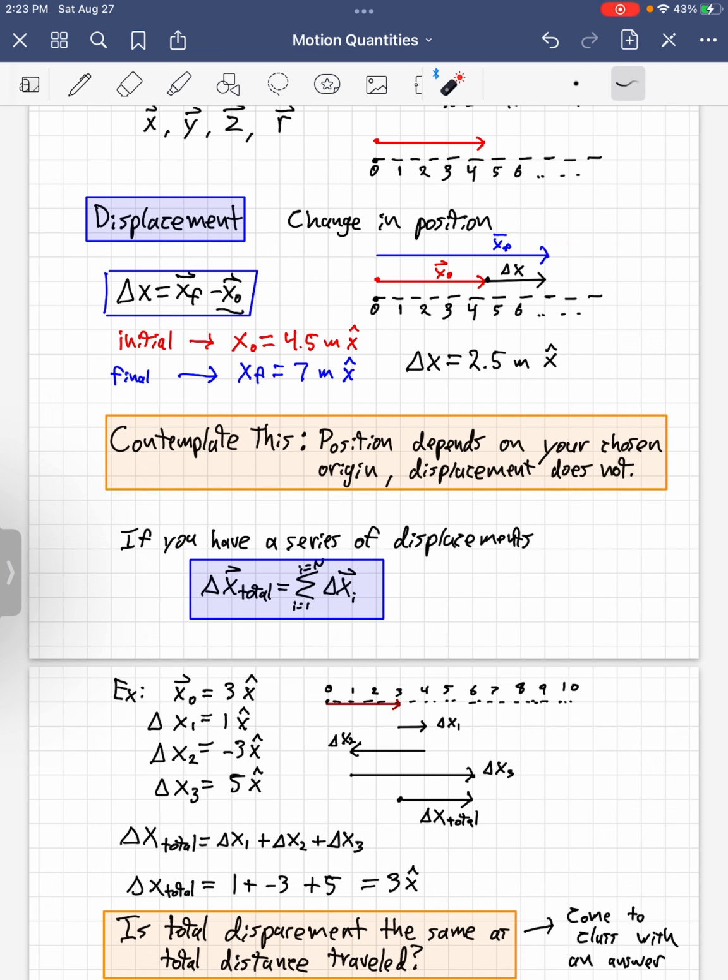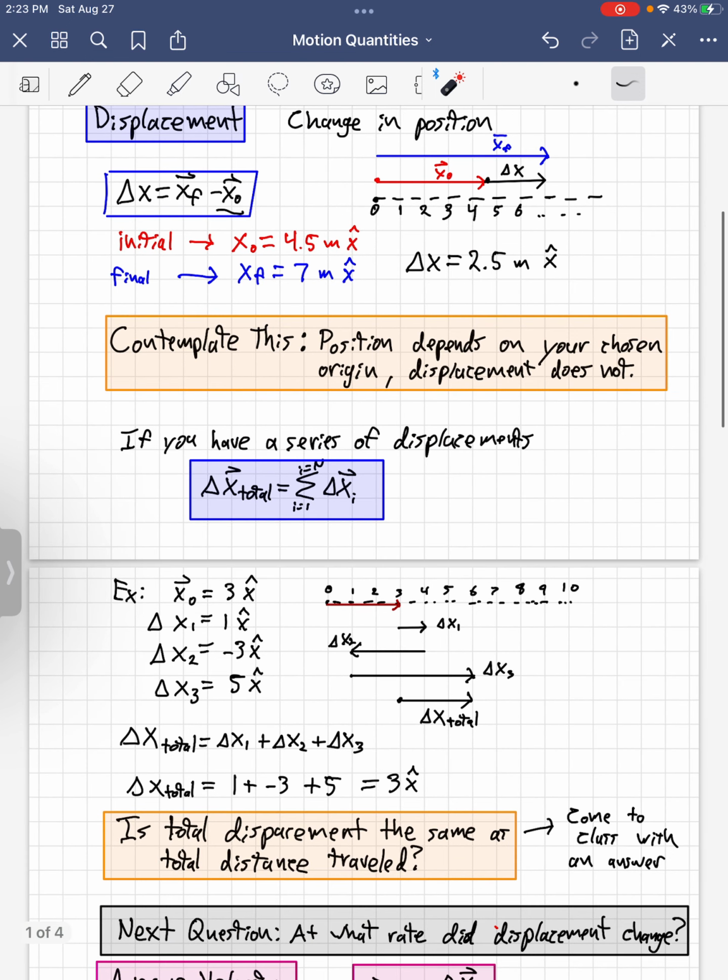Your positions would change, but after you subtracted the two, you would still get a displacement of 2.5 meters. So the displacement really doesn't depend on how you define your origin, which is helpful, and we'll see that. So if you have a series of displacements, the total displacement is really just the sum of those displacements.